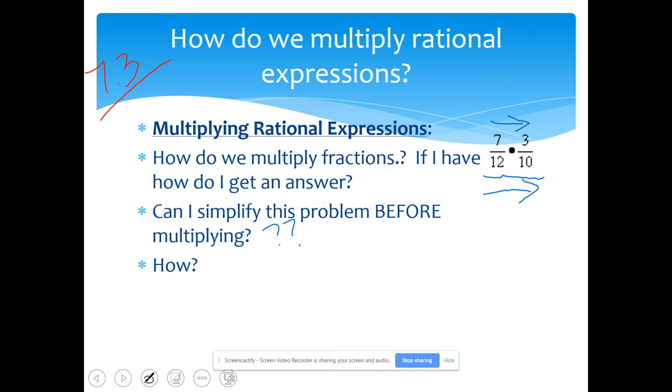So do 7 and 10 have anything in common? No. Do 3 and 12 have anything in common? Yes, they both can be reduced by 3. So I'm going to do that before I multiply across, and now I've got 7 times 1 on the top, or the numerator, and 4 times 10 on the bottom, or the denominator, and so my fractional answer is 7 over 40, and that's already in simplified form.